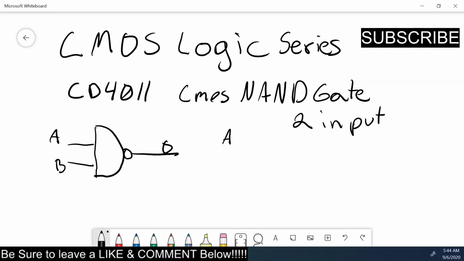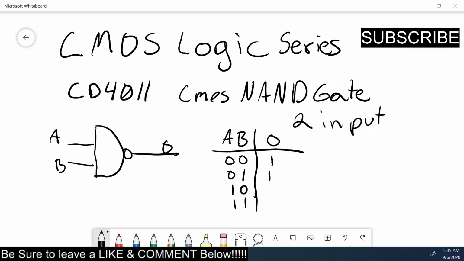So if you have a truth table, you have A, B, and your outputs: 0, 0; 0, 1; 1, 0; 1, 1. So that's all your possible combinations. Because this is an AND gate, both inputs have to match in order for it to put an output. If it's an input of 0, 0, the output's going to be the inverse of that, which is a 1. If it's a 0, 1, they don't match, so it's going to be the opposite, a 1. If you have 1, 0, it's going to be the opposite of that, which is a 1. But if you have a high, 1, 1, it is going to be the inverse of that, which is a 0. So this is a NAND gate.